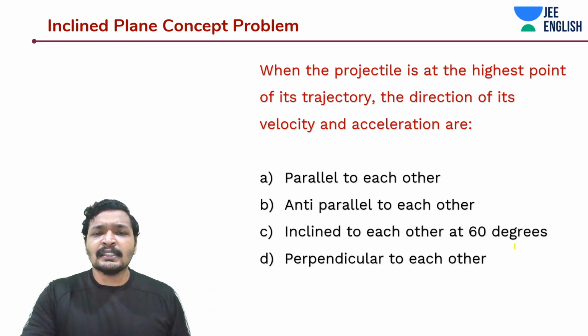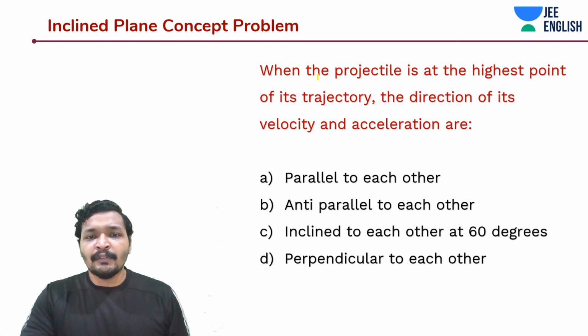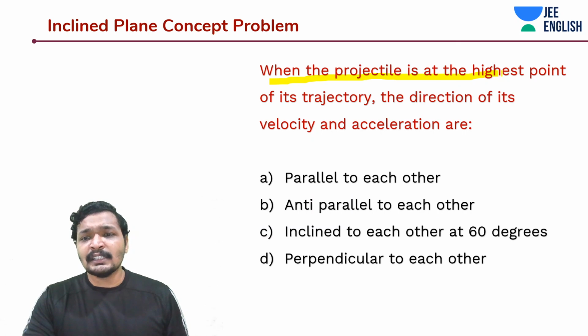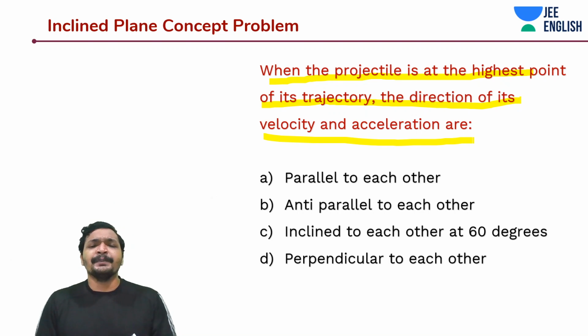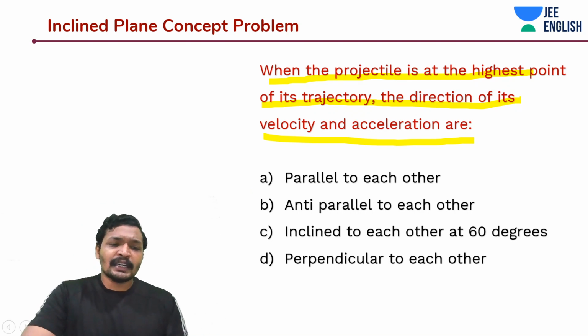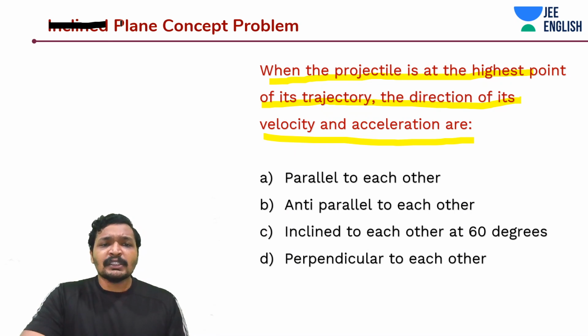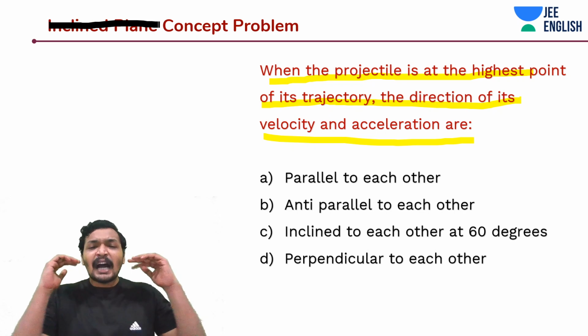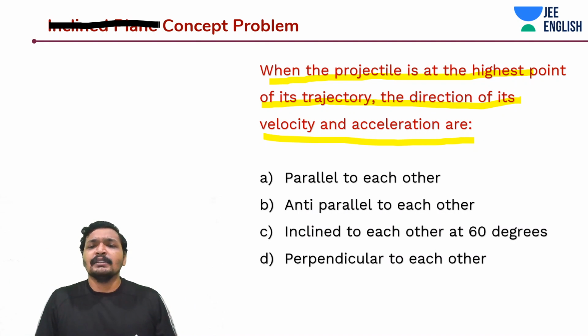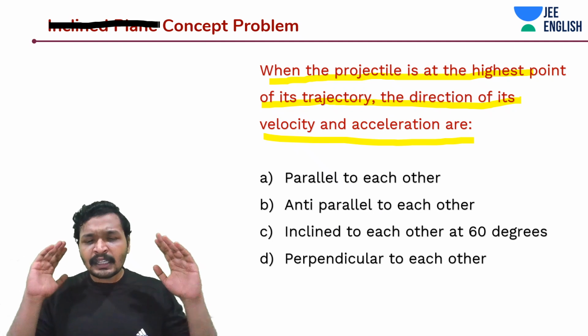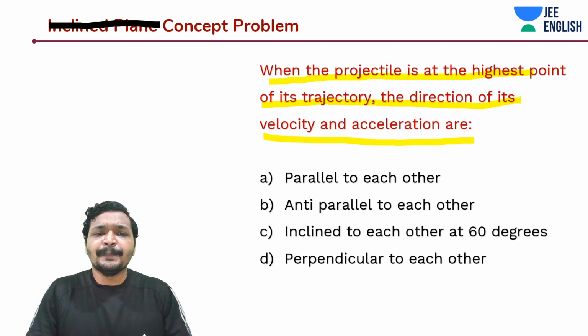When the projectile is at the highest point of its trajectory, the direction of velocity and acceleration are, come on guys, this is very easy. This is actually an IIT question. This is not an inclined plane problem, this is an IIT question. It was asked that when the projectile is at the highest point of its trajectory, the direction of velocity and acceleration are perpendicular to each other.